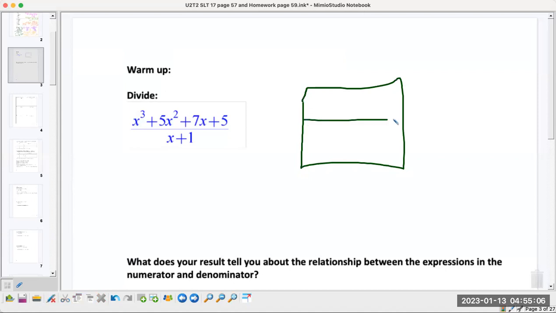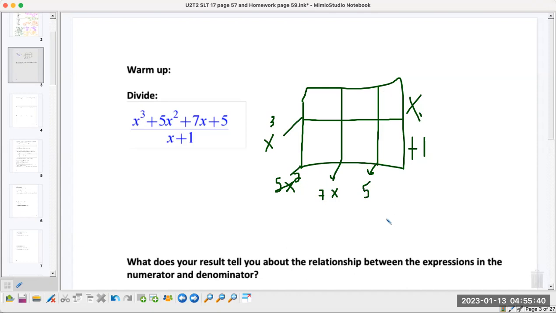2 rows. Plus 1. Then we have x cubed, 5x squared. I'm going to make a column. And I have my 7x. And I need one more column for my constant term, 5.